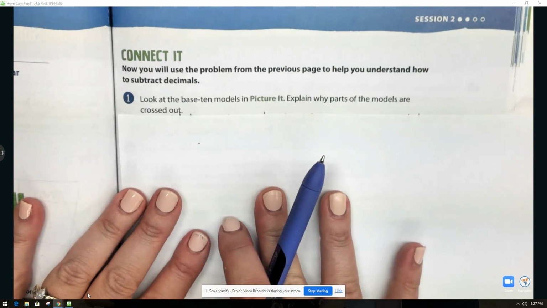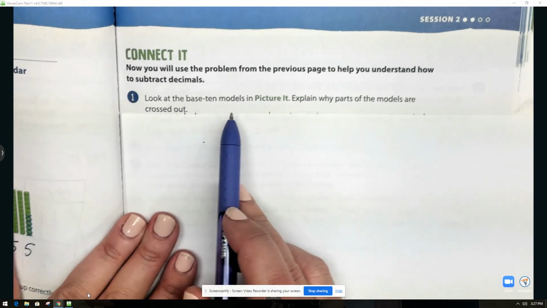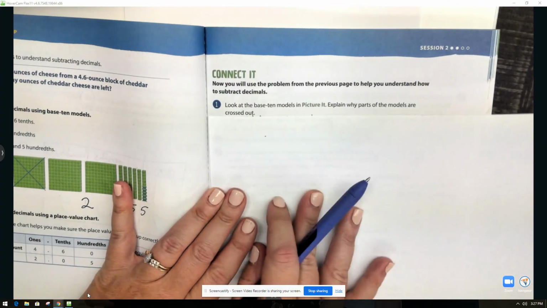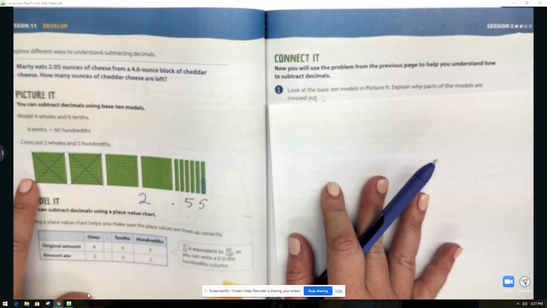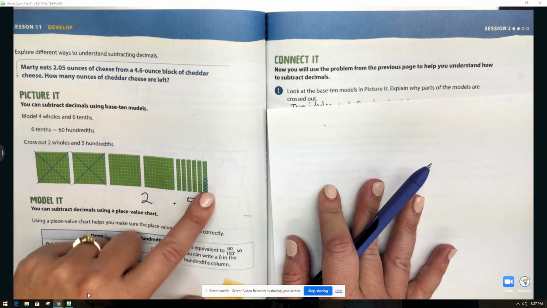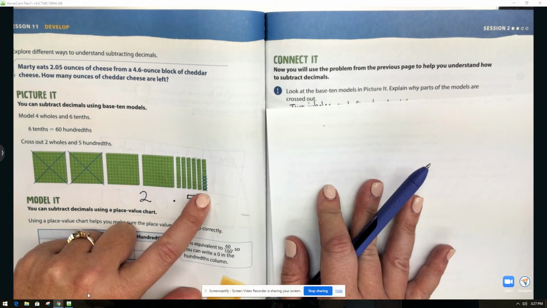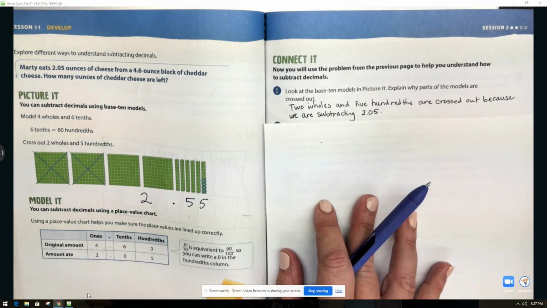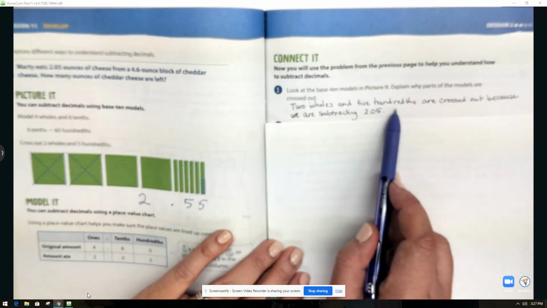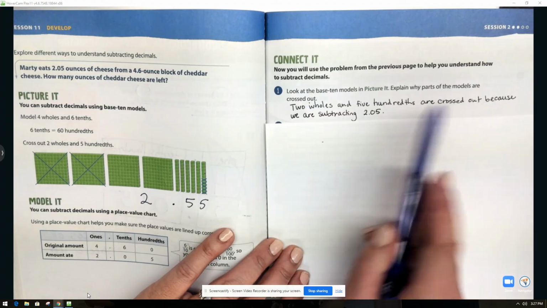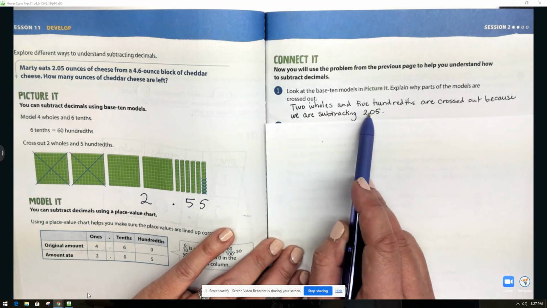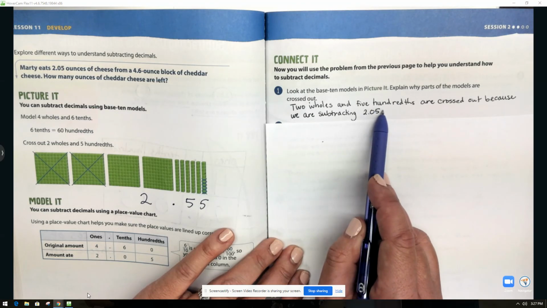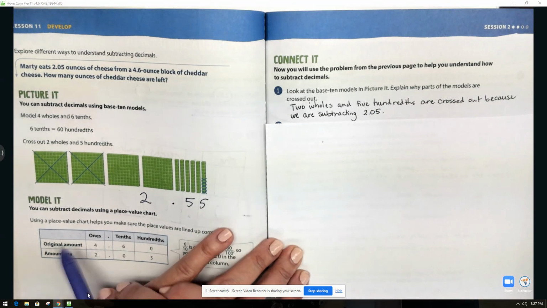Number 1 says, look at the base 10 model and picture it. Explain why the models are crossed out. So why did we cross out the 2 wholes and the 5 hundredths? That's right. We crossed out 2 wholes and 5 hundredths. They're crossed out because we are subtracting 2 wholes and 5 hundredths. So that's why we crossed those out.